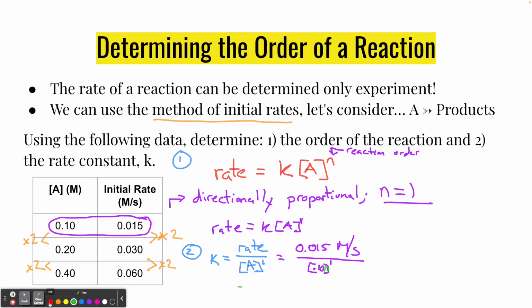And when I plug this into my calculator, I get 0.15 per second. And that is the rate constant k. So the rate constant k is 0.15 per second. Another way to write per second is s to the negative 1 power. And I am good to go. I have determined the overall order of reaction, and then I have found the rate constant. So that's what you would do. Let's move on to another example.